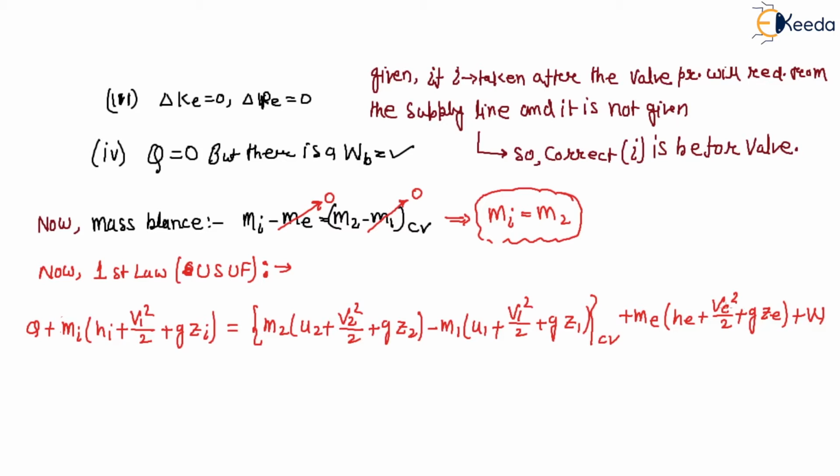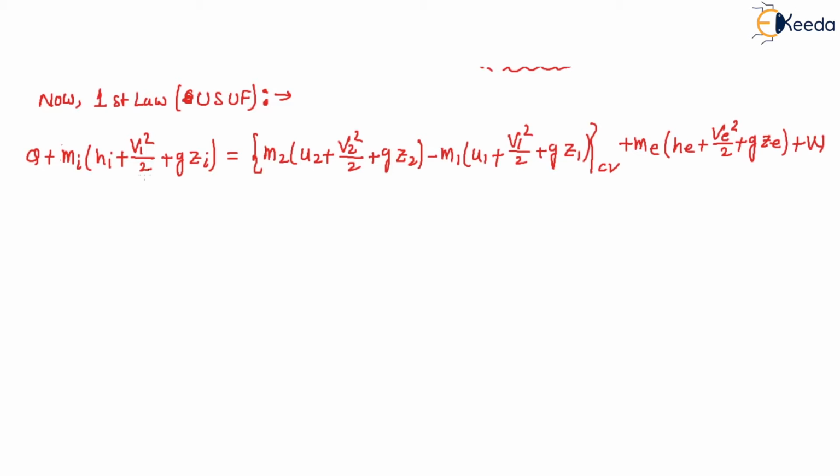So this is your insulated piston, so Q is 0, right? No change in kinetic or potential energy. The system is stationary, right? But there is a work. So what is that?